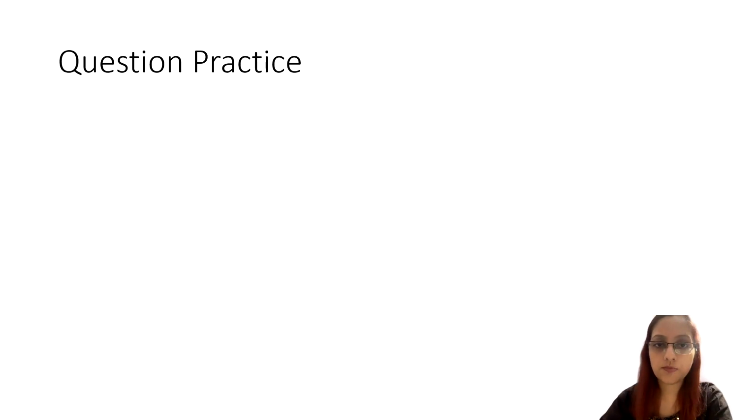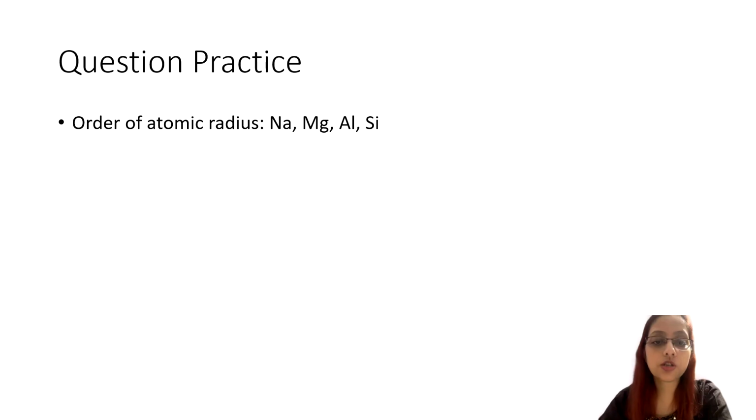Let's go through some practice questions on atomic radius. I have added the answers. First is the order of atomic radius for the elements sodium, magnesium, aluminum and silicon. What will be the correct answer? The correct answer is sodium greater than magnesium, which is greater than aluminum, which is greater than silicon.